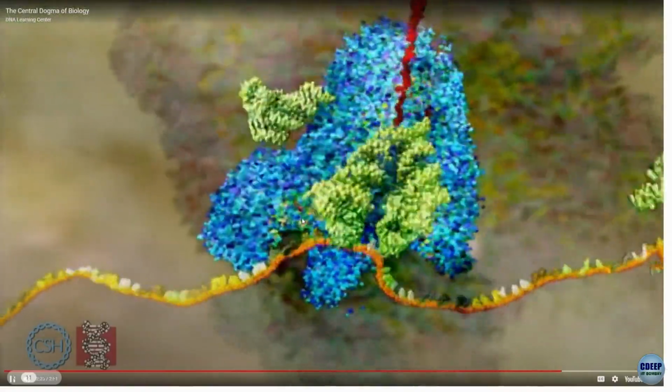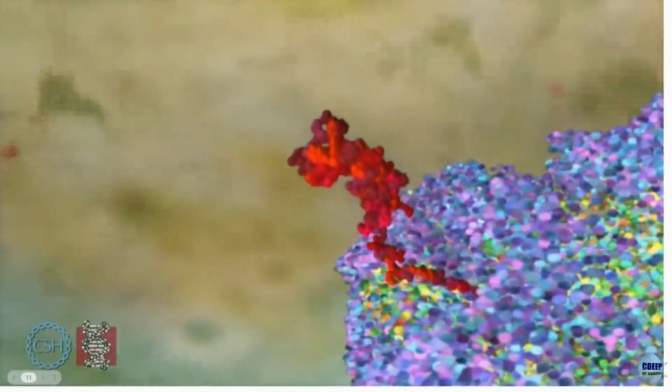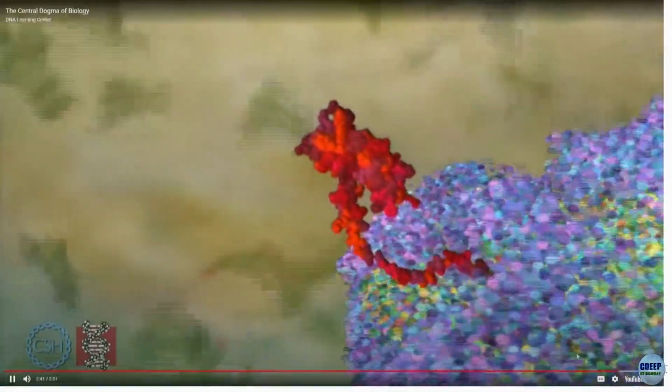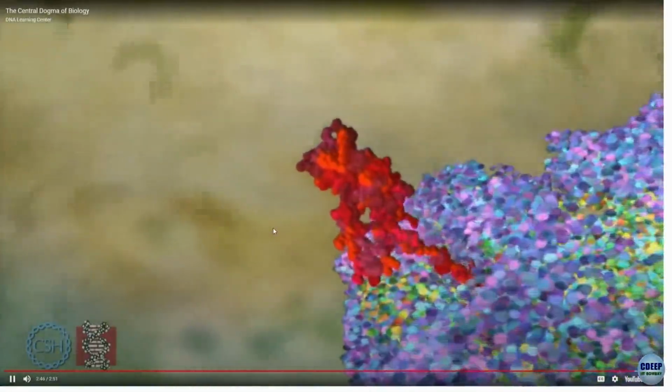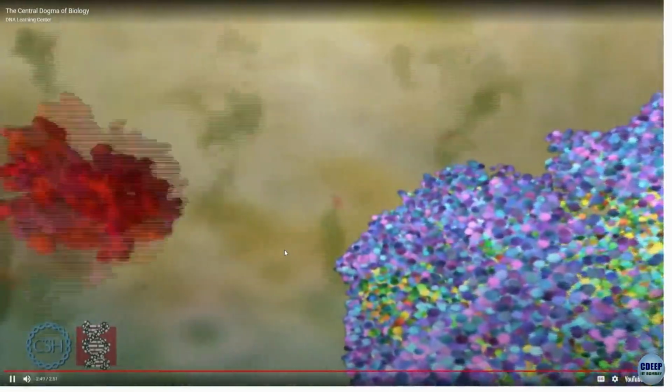Molecules for each of the 20 amino acids are shown as small red tips. The code for each amino acid is read off the RNA 3 letters at a time and matched to 3 corresponding letters on the transfer molecules. The amino acid is added to the growing protein chain, and after a few seconds the protein starts to emerge from the ribosome. Ribosomes can make many proteins. It just depends on what genetic message.